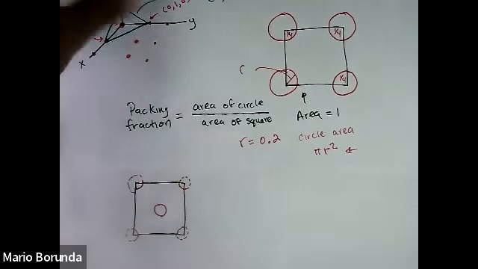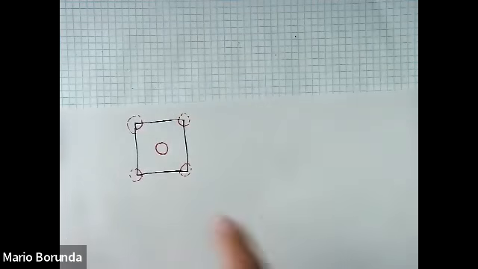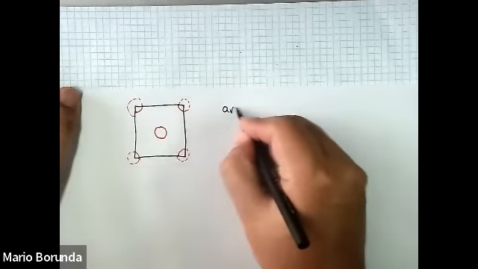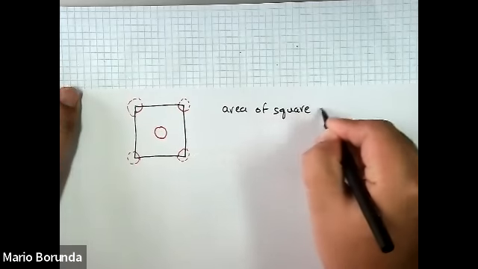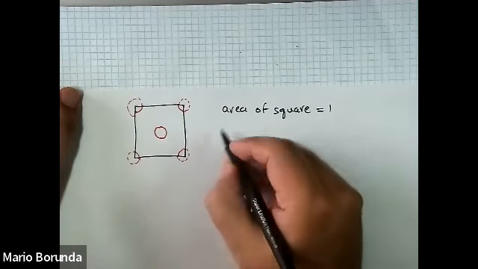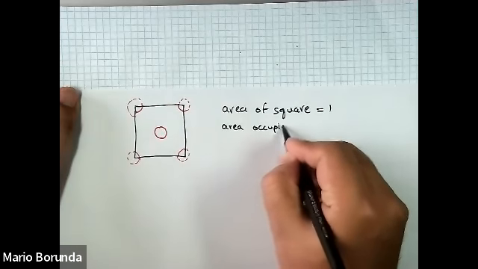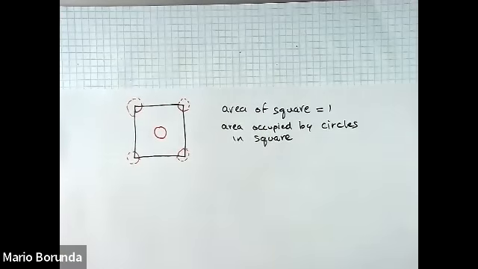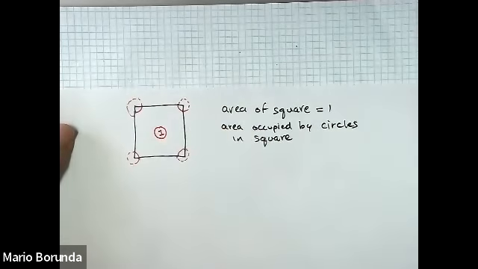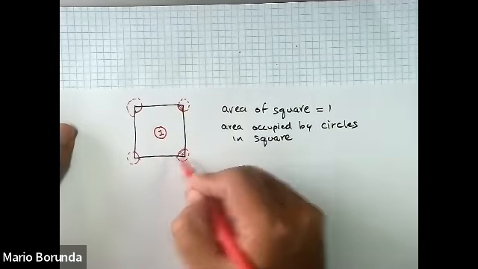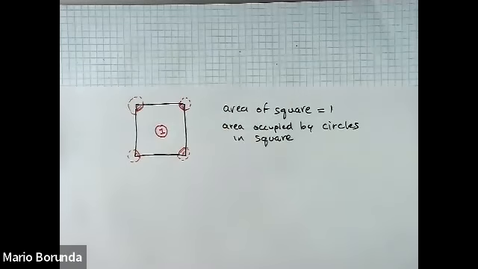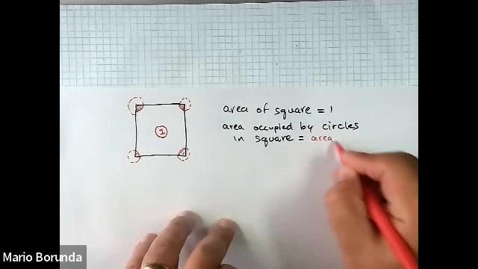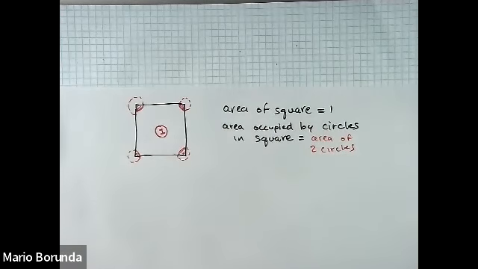All right, so let me come back to this one now. In this, we have how much area are the circles using? So let's say the area of a square is again one in whatever units I'm using. Area occupied by circles in a square. So I have one full circle right here. And I have 1, 2, 3, 4 quarters, right? Is the area of two circles. Make sense?